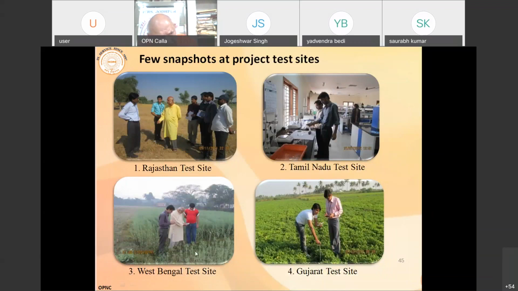Then there is another site in West Bengal where I have gone, but my colleagues have been going there. There we collect these samples. In Gujarat state my colleagues are collecting the samples. And then in the laboratory in Tamil Nadu, we make these gravimetric measurements and also have the volumetric measurements with the soil moisture meter.